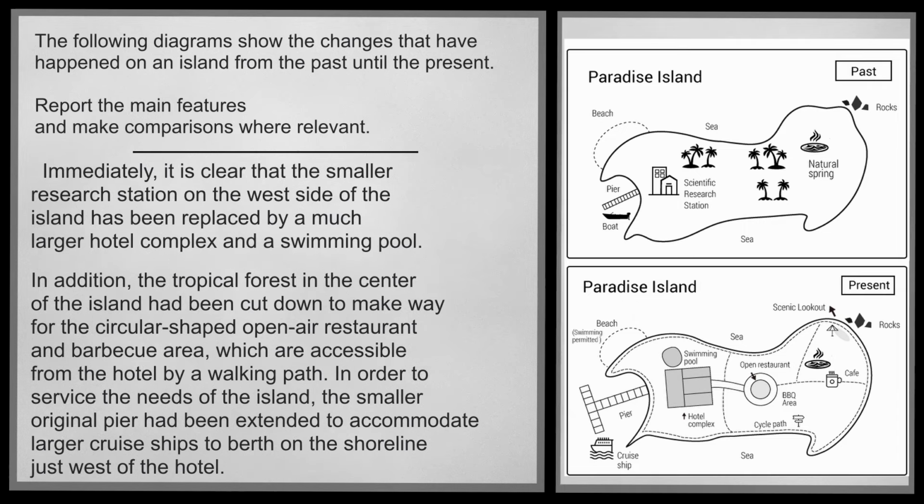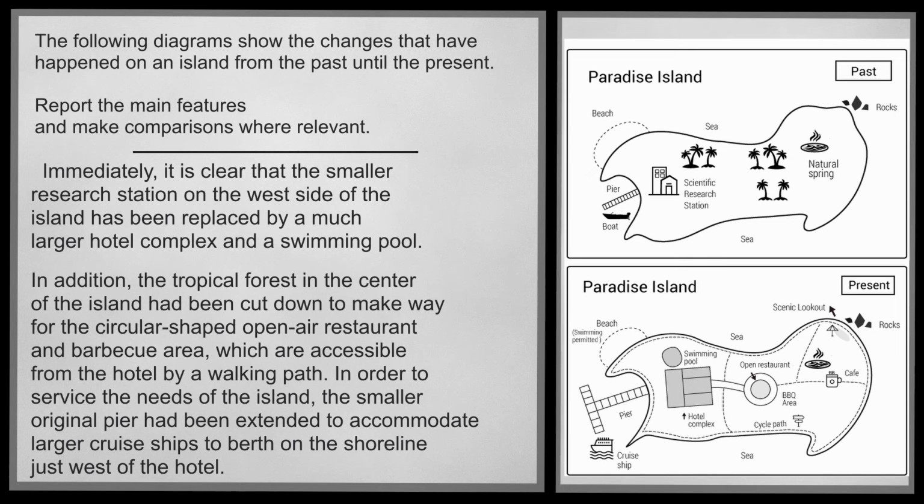Immediately, it is clear that the smaller research station on the west side of the island has been replaced by a much larger hotel complex and a swimming pool. In addition, the tropical forest in the center of the island had been cut down to make way for the circular-shaped open-air restaurant and barbecue area, which are accessible from the hotel by a walking path.